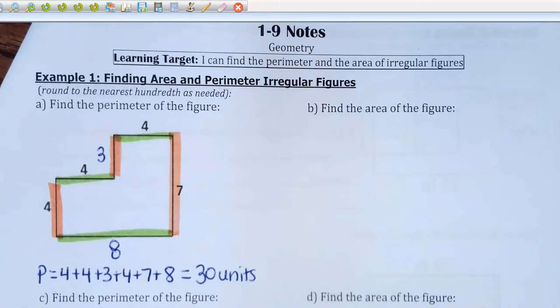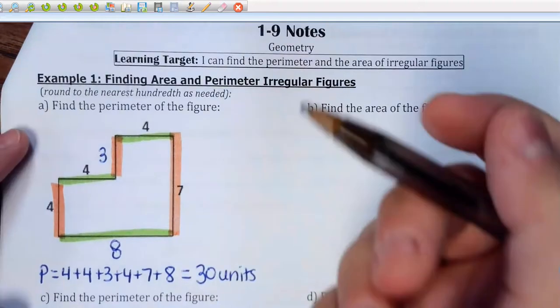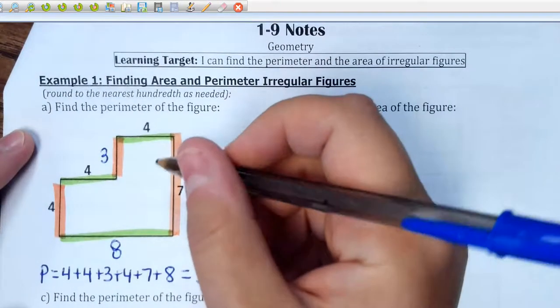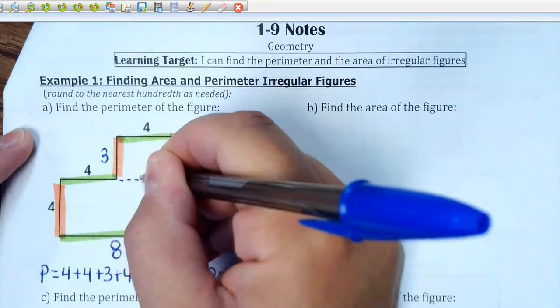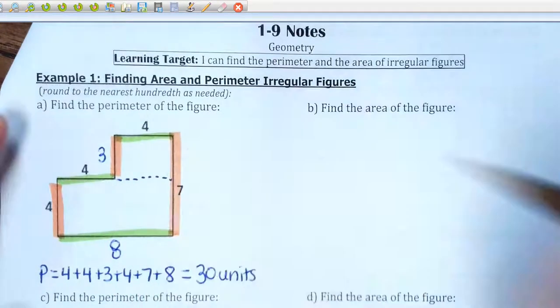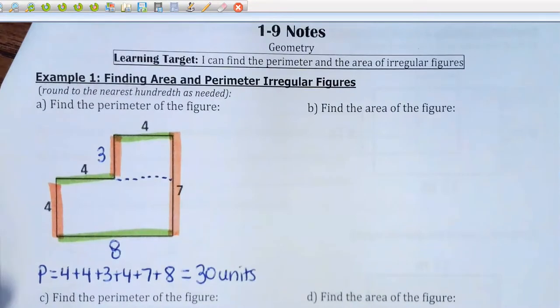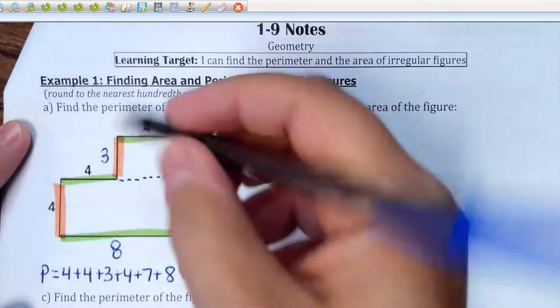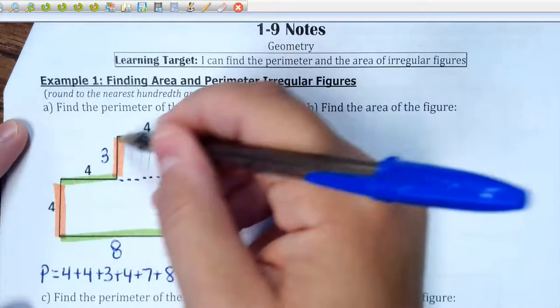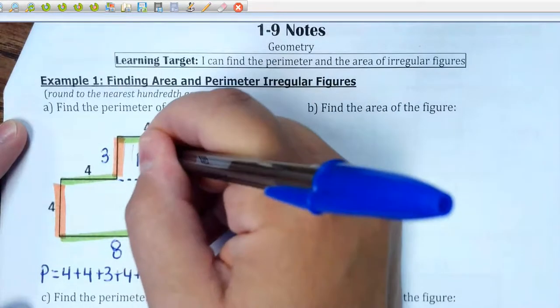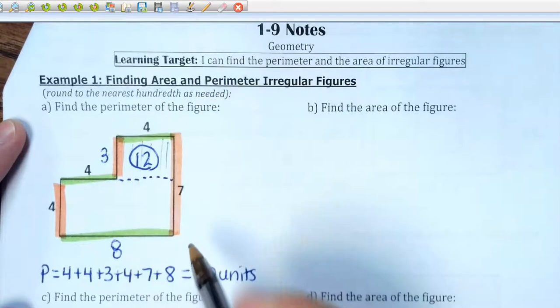What we want to do is break the figure into figures that we do know how to find the area of. So, it's totally up to you. I'm just going to draw like a little bitty line right here. And what I'm going to do is I'm going to find the area of this little rectangle right here, which is just going to be 3 by 4, base times height, length times width, however you want to think about it. So the area of that part would be 12.